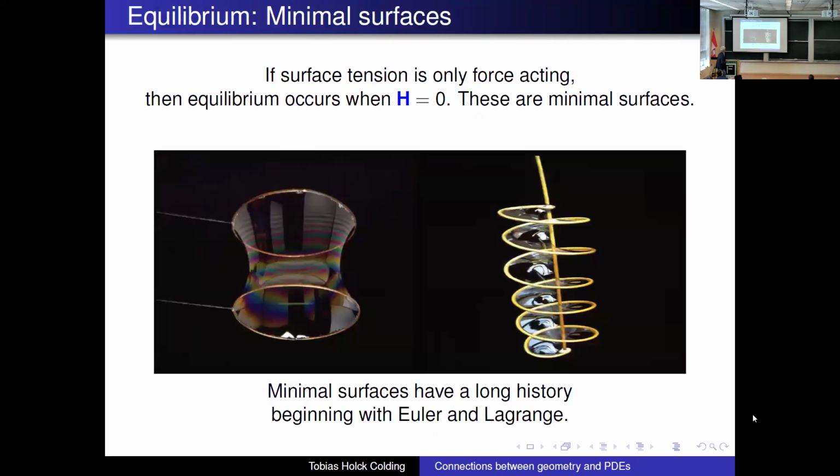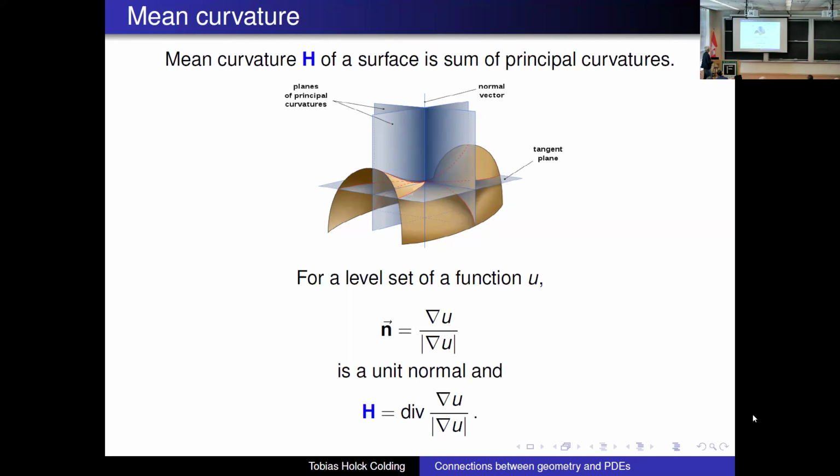Later on, we will look at where the surface is the level set of a function. So you have a function u. Let's say that we're looking at a function on R3.